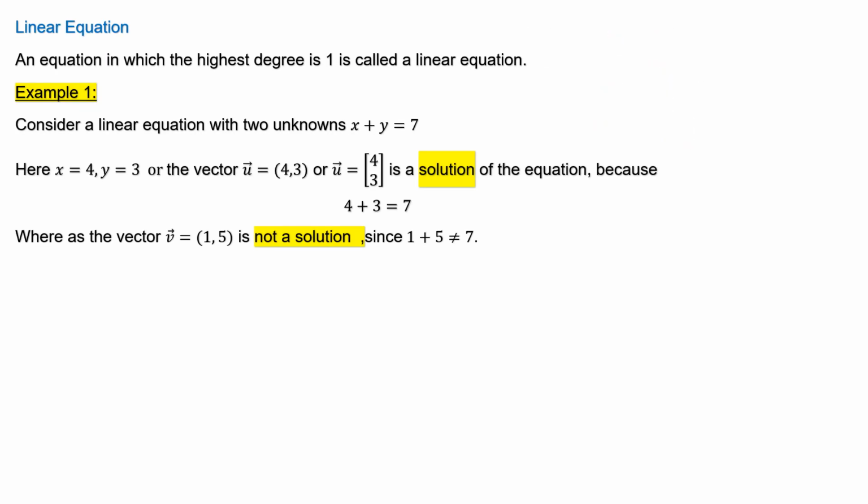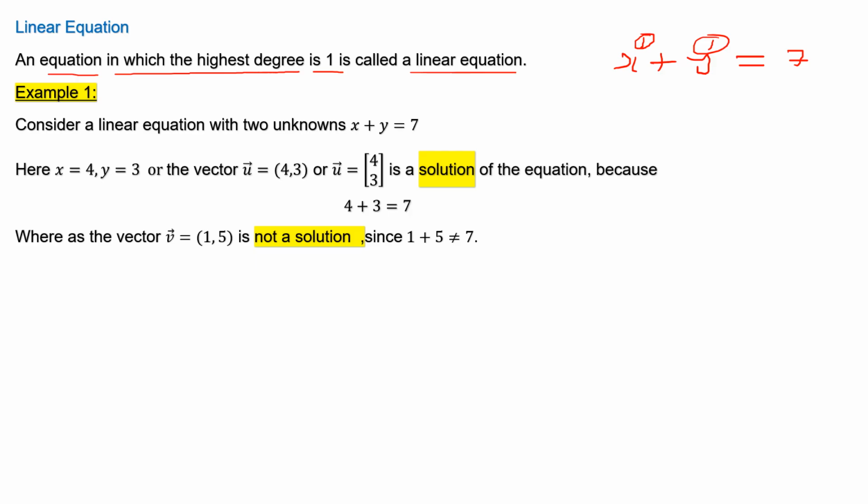What is a linear equation? An equation in which the highest degree appearing is equal to 1 is called a linear equation. Say for example, if I have an equation like this, x plus y is equal to 7, then the degree of x is 1, and the degree of y is 1. So that is why I say this is a linear equation.